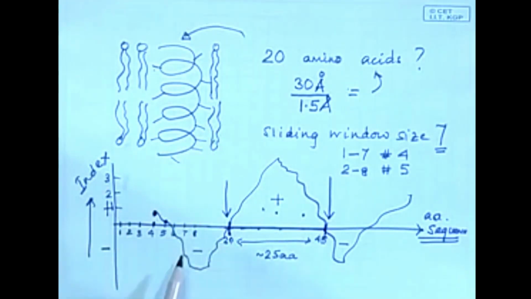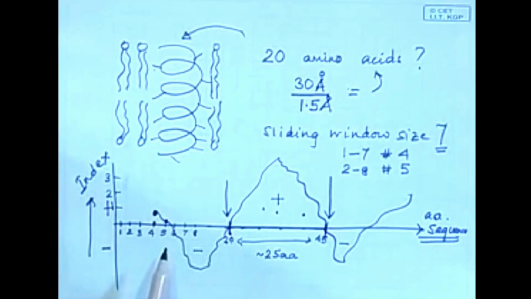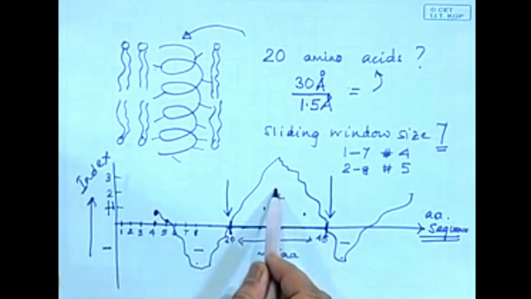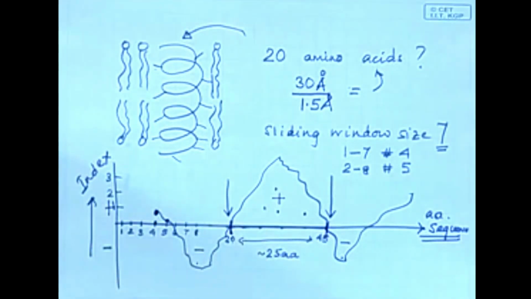So I can plot a hydropathy plot that is going to tell me which region is going to be hydrophobic in nature and which region is going to be hydrophilic in nature. Okay? So I can say that these regions are going to be on the surface, and these regions are going to be buried in the core of the protein. And for a transmembrane helix, I can say it's going to be on the membrane side.